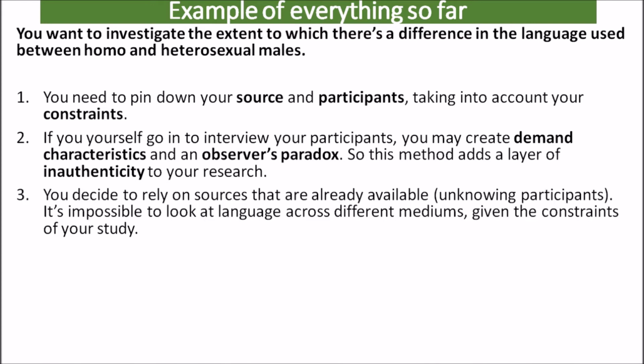So what I'm going to do instead is I'm going to rely on sources that are already available. So I'm going to use unknowing participants. So they will have no idea that I'm using the language for a study, but it doesn't matter because it's in the public domain. They've put it out there so I can use it if I want to. Now, it's actually impossible in 2,000 words to look at language across lots of different mediums, given the constraints. I've got time constraints, I've got 2,000 words constraints. I can't be looking at heterosexual and homosexual males' language in newspapers, TV shows, etc.